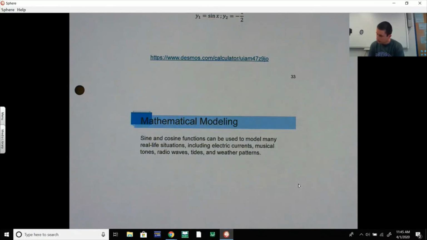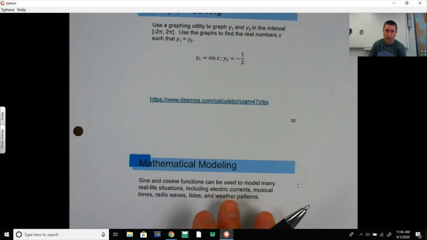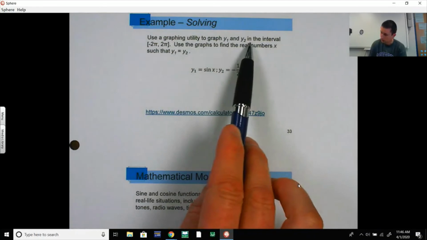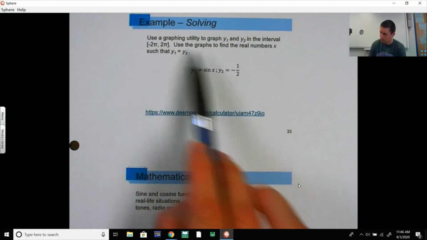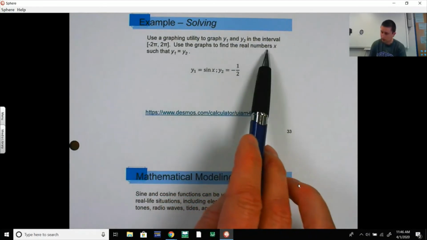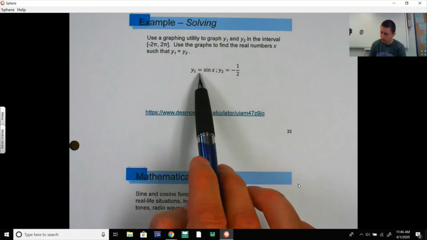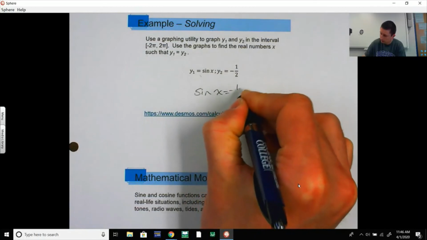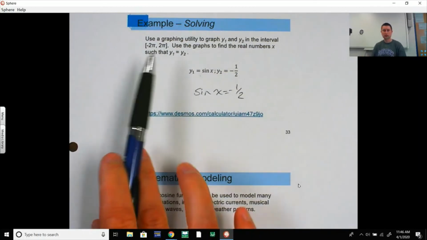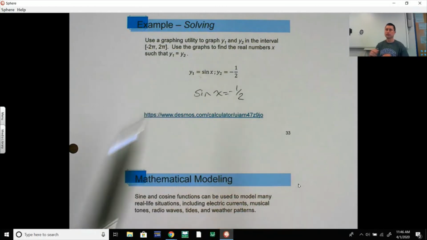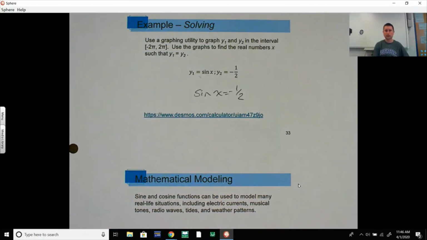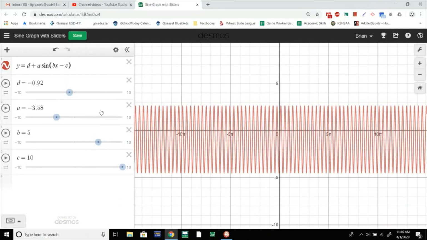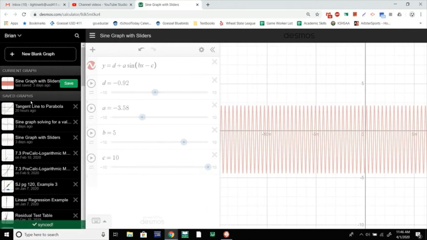Use a graphing utility to graph that. Okay, so when you're solving these, you have a question like this. It says use a graphing utility to graph y1 and y2 in the interval -2 pi to 2 pi. Use the graphs to find the real numbers x such that they are equal. So what you're finding here is I want to find out when does sine of x equal -1/2. But I have to restrict my answers to -2 pi to 2 pi. Remember, this is cyclical, it's periodic, so there's an infinite number of answers. So they have to limit, say, okay, I just want the answers in this range here.